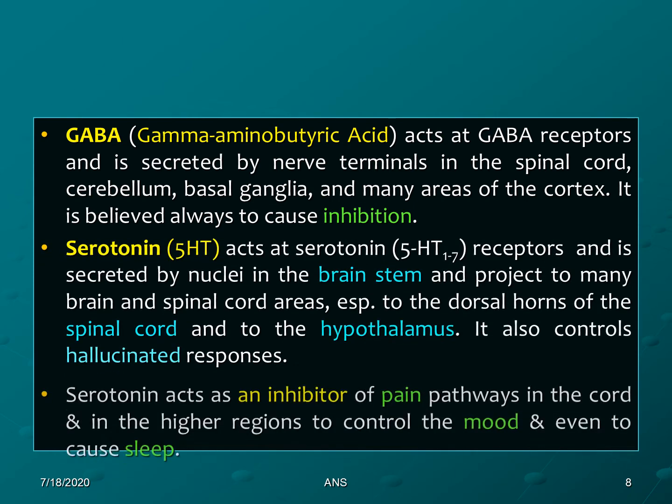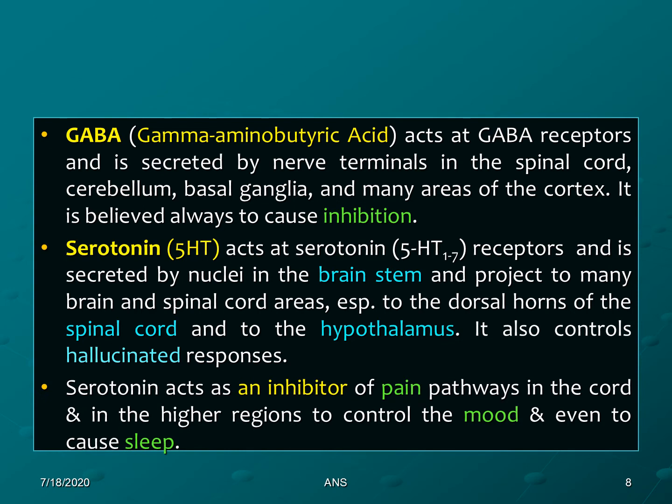Serotonin, 5-HT, obviously acts at the serotonin receptor, which may vary from 5-HT 1, 2, 3, 4, 5, 6, 7, and serotonin is secreted by the nuclei present in the brain stem, and from here it projects to many other brain and spinal cord areas, especially to the dorsal horns of the spinal cord and to the hypothalamus also. Serotonin also controls hallucination in the person. So serotonin has an important role when the patient is suffering from hallucination problems.